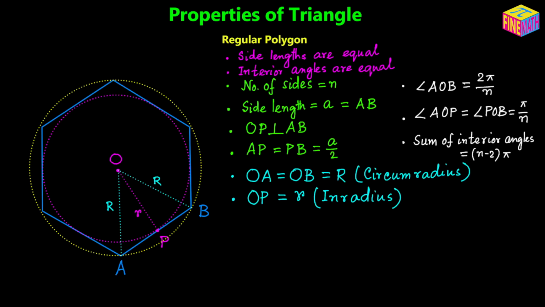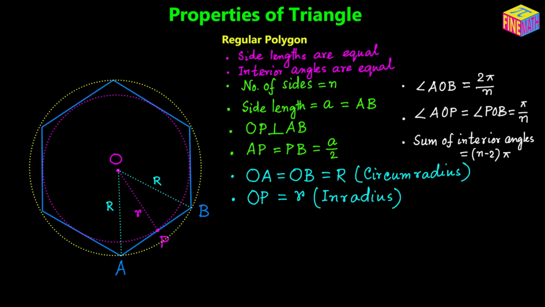As per the drawing, OP is perpendicular to AB. This perpendicular will divide the triangle OAB into two congruent triangles. So AP and PB will be of equal size, and each of them will be half of A. OA is the circumradius and OP is the inradius.